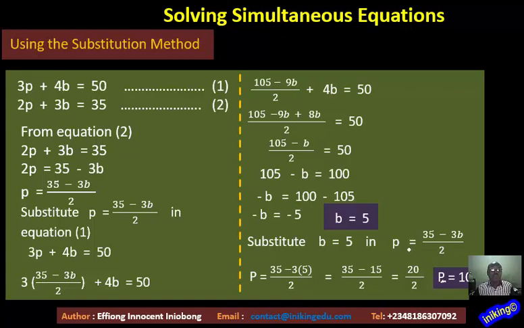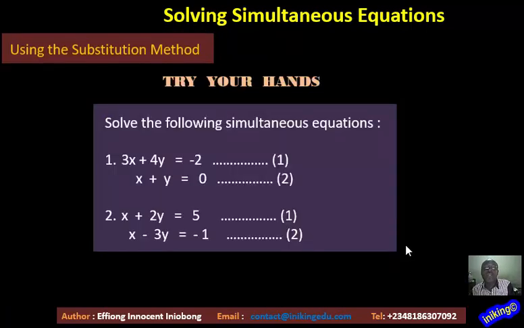With this, we have come to the end of the substitution method of solving simultaneous equations. Now you try your hands. Use the substitution method to solve the following simultaneous equations.